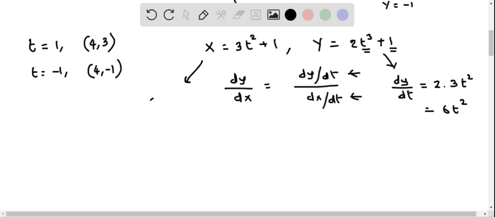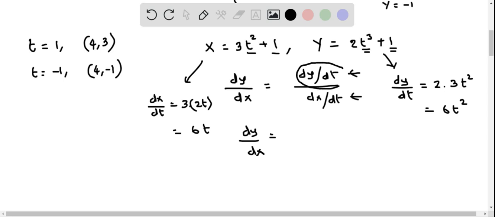Now let's find dx/dt by finding the derivative of this expression with respect to t. So we have 3 times the derivative of t squared, which is 2t, and then the derivative of 1, which is a constant, is 0. So here we get 3 times 2t is 6t. This is dx/dt. Now let's substitute into this dy/dx. So we get dy/dx equals, we replace this dy/dt as 6t squared.